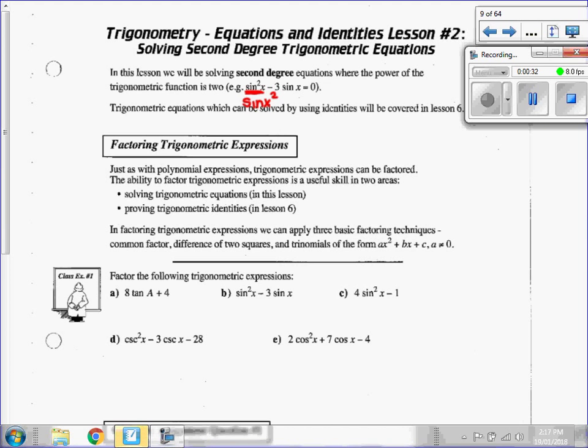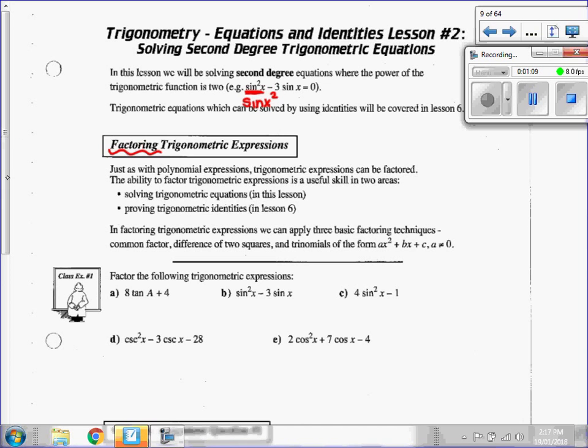Right away, when you see that, it's in the form of a quadratic equation. So when that happens, there's factoring that needs to happen. In this case, we're going to learn how to factor trig expressions, just as you would with any regular polynomial expression. You factor trig expressions the exact same way. You're going to use that in this lesson to solve trig equations, and then you're going to use it again in lesson 6 when you're proving trig identities as well. So this is a really important skill in this unit.